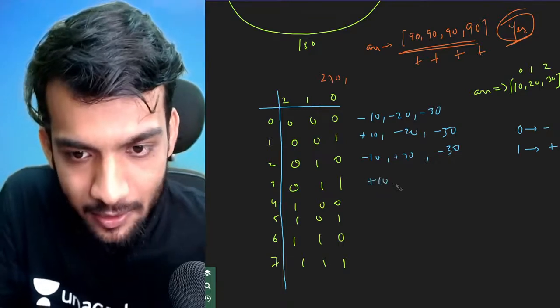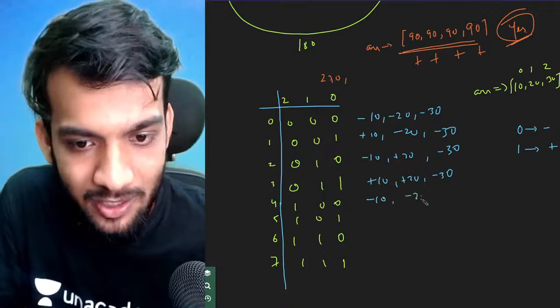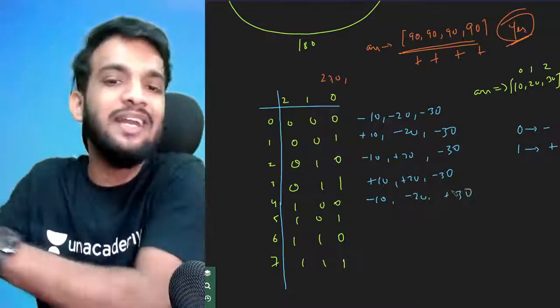ठीक है, सो इधर क्या हो गया -30, इधर हो गया आपका +10 +20 -30, इधर हो गया -10 -20 +30, and similarly you can get everything.